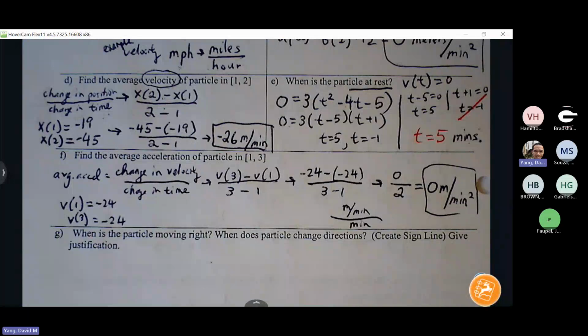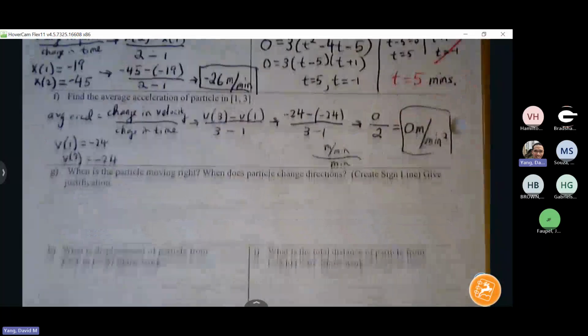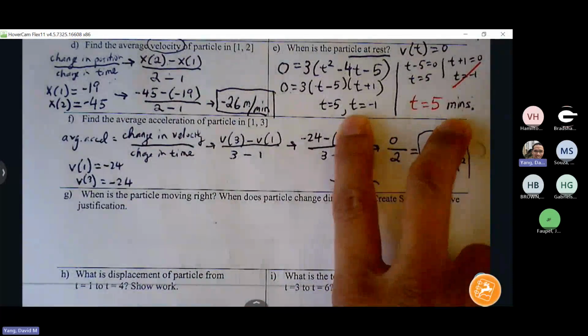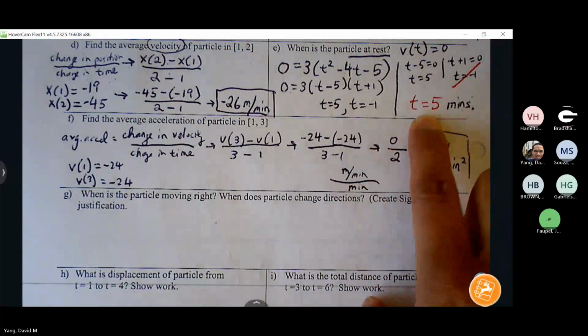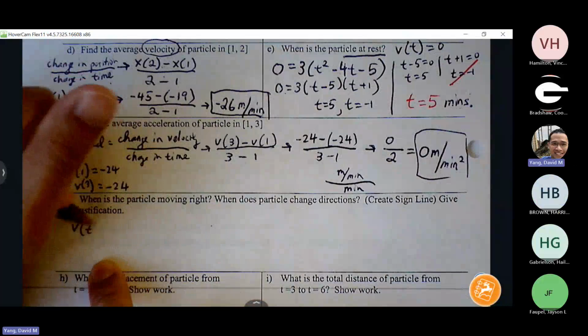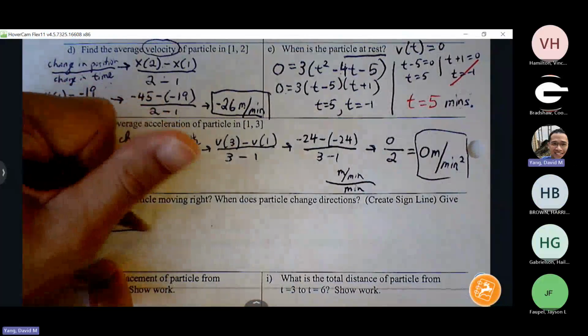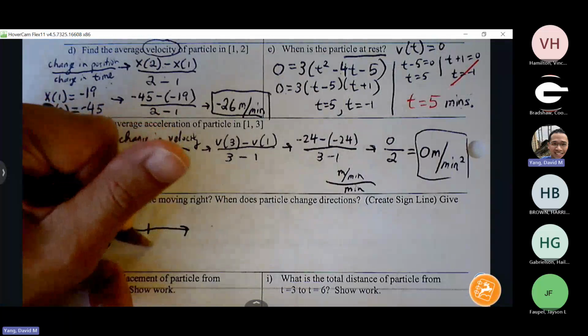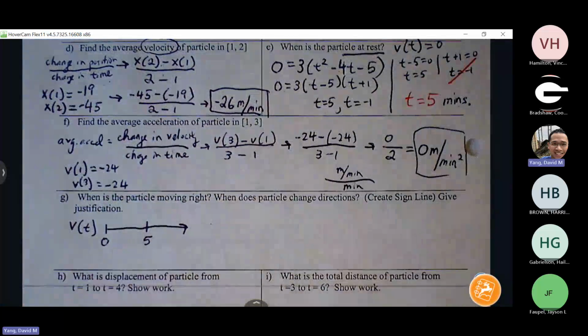Okay, when is a particle moving right? When does a particle change direction? We have to rely on our velocity sign line, velocity number line. So we have everything that we need to build our velocity number line. We have a location where the object is motionless, and we have a domain restriction. So we'll put 0 and 5 onto our velocity number line.